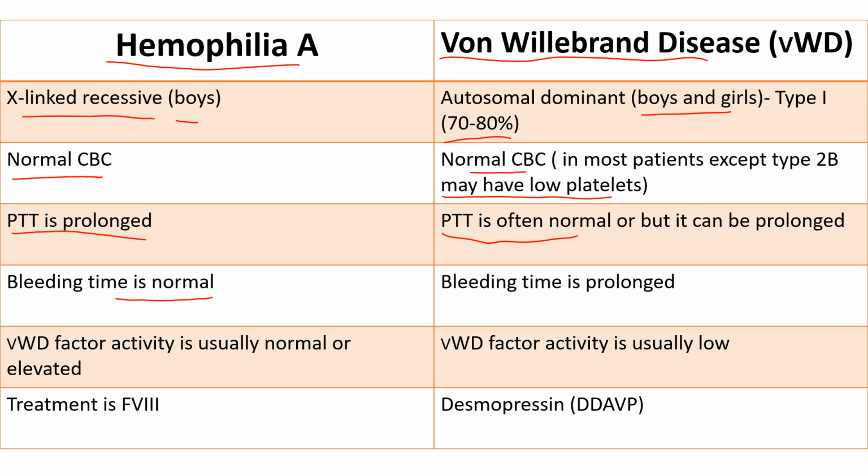Bleeding time is normal in A. Bleeding time is prolonged in V. Von Willebrand factor activity is usually normal or elevated in A. In V, it is usually low. Treatment here in hemophilia A is factor 8. In von Willebrand, the treatment is desmopressin.